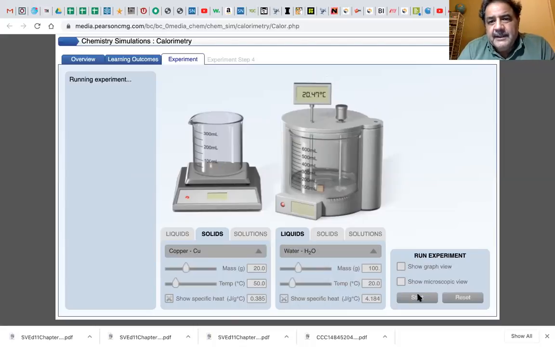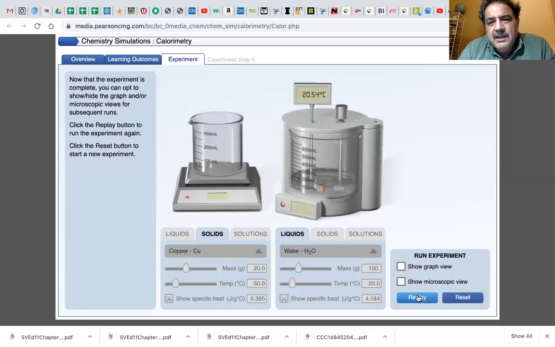And it's still going up. 20.5, 20.51, 20.52, 20.53, and 20.54, and there it stops.